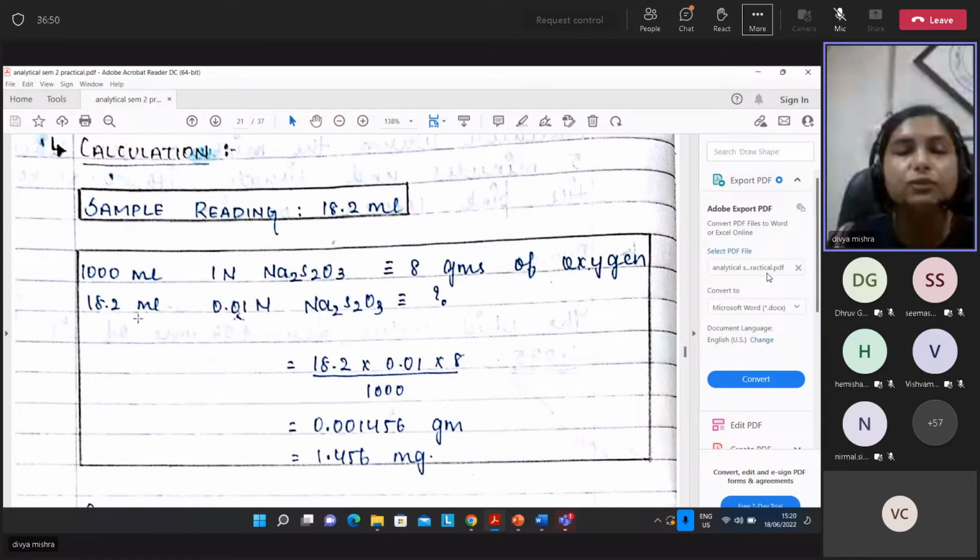Now we have used this reading, the reading which we have got after titration. Suppose it is x ml. How much oxygen will be reacting with this x ml? For this x ml it will be x multiplied by whatever normal or molar solution of sodium thiosulfate we have taken. Here, since we have taken 0.001, that multiplied by 8 grams. So you can see it is 1.456 milligrams, right?